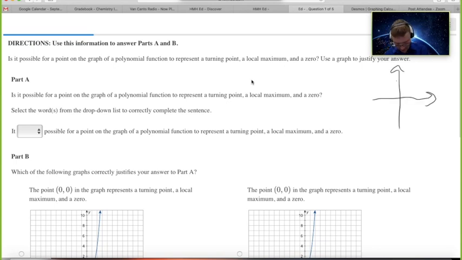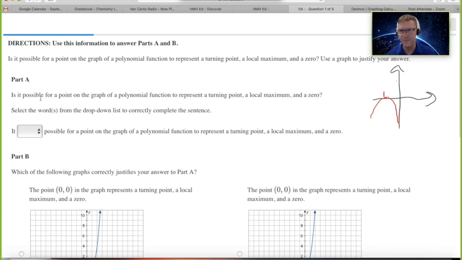So we've got our graph, and they're saying, is it possible for the point on a graph of a polynomial function to represent a turning point, a local maximum, and a zero? So a turning point is just anywhere where the graph turns, and then assuming this were a zero right here, then I think we should be good to go. So I would call this a local maxima. I would call it a zero because it's crossing the x-axis, and I would call it a turning point. So I'm going to say yes.